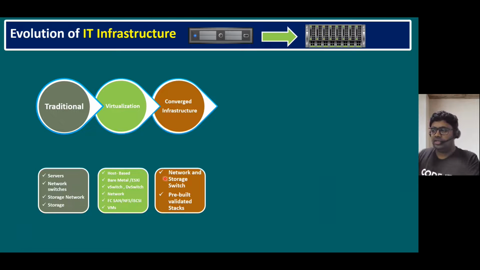Suppose here I have given two examples. One is a network and storage switch. That means the same switch we are using for network devices and the same switch we are using for storage devices. That is the converged. One switch combined and it becomes a network and storage switch. And another converged is pre-built validated stacks. Some of the devices are combined. That means a server comes with some storage disks. That is also converged infrastructure.